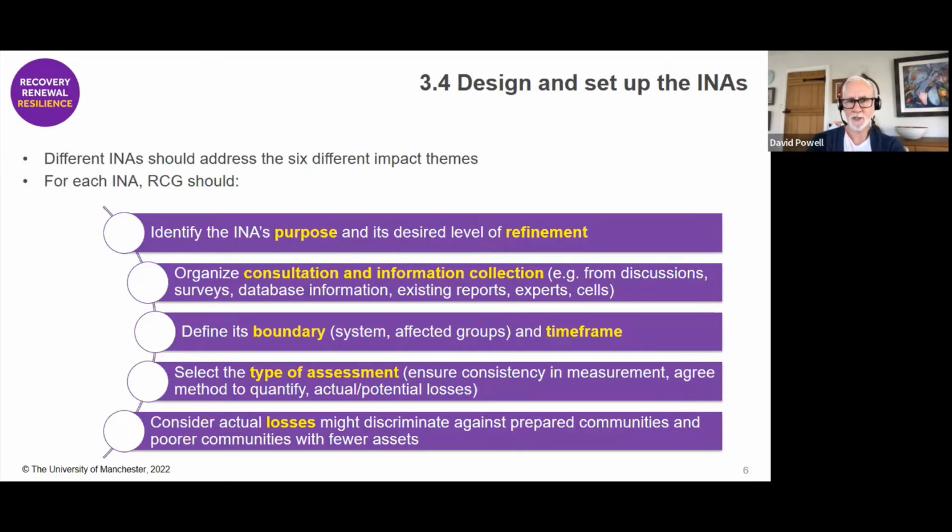But then organize the consultation or information collection, depending which model you're pursuing, define its boundaries, and set some time frames, because obviously you don't want an open-ended process here. Then select the type of assessment. So is it going to be based entirely on data collection, or will it include elements of consultation, for example? Then consider the actual losses, which might discriminate against prepared communities and poorer communities with fewer assets.